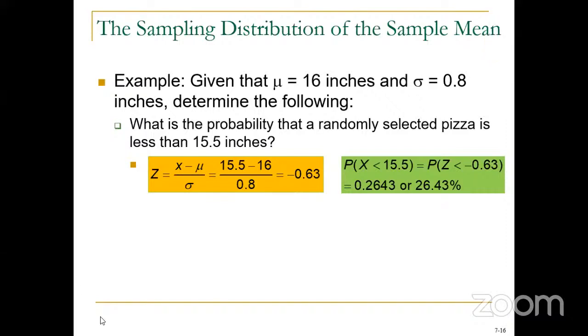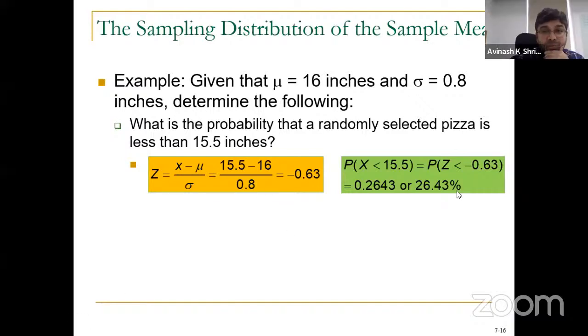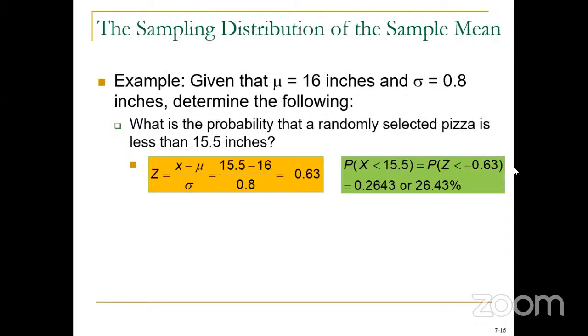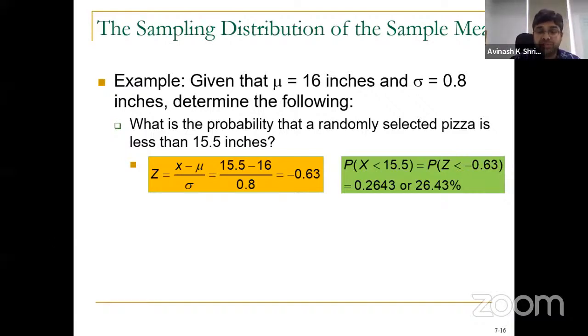Yes, area is less than minus 0.67. Minus 0.63 and minus 0.63. Yeah, and minus 0.63 lies in what? Left side. Left hand side. Left side of the 0, and then we can reverse it because it is symmetrical. Exactly. Because it is symmetrical in nature, so we can reverse it.